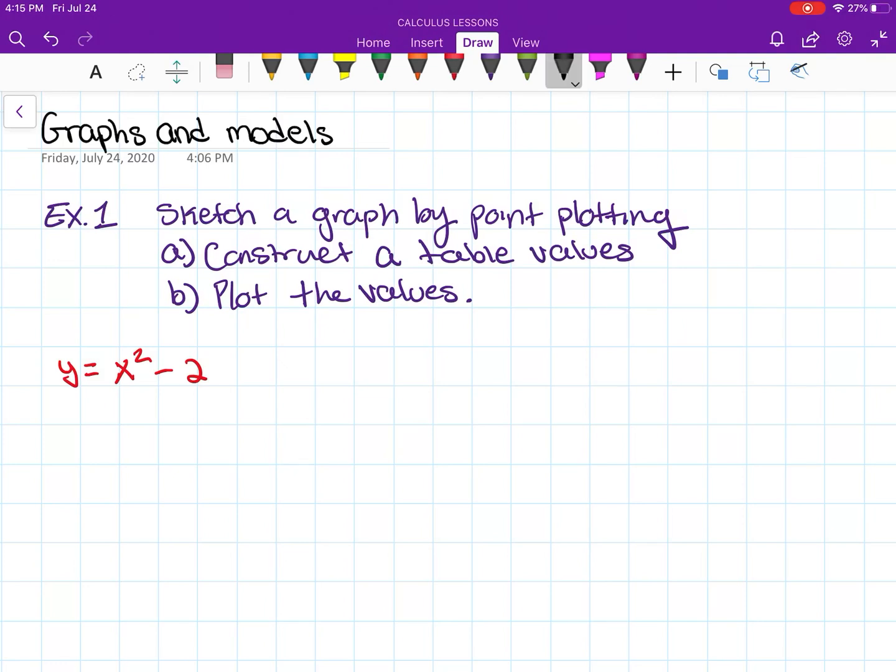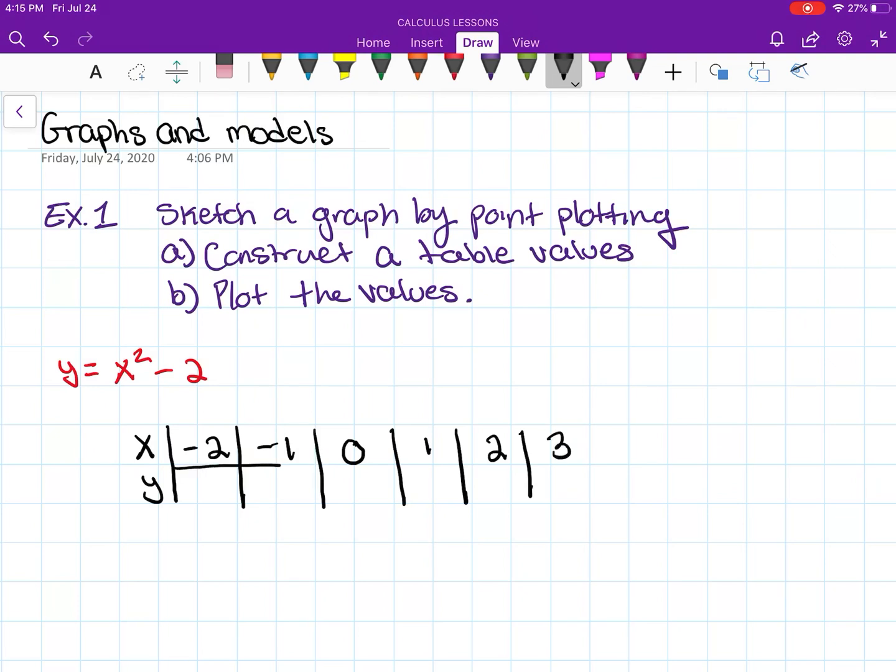Now, to be able to find what our points are, we're going to say, well, we have x and we have y. Let's try if x is -2. Let's try when x is -1, when x is 0, 1, 2, and 3. Okay? So, we know that when x is -2, because x is squared, that's going to be a positive number. I'm sorry, 4. So that means you're going to have 4 minus 2, which gives you a 2.